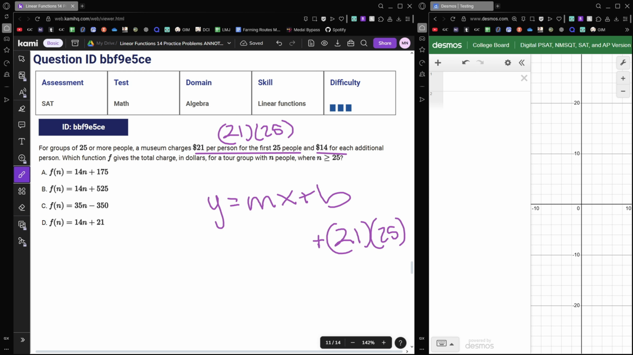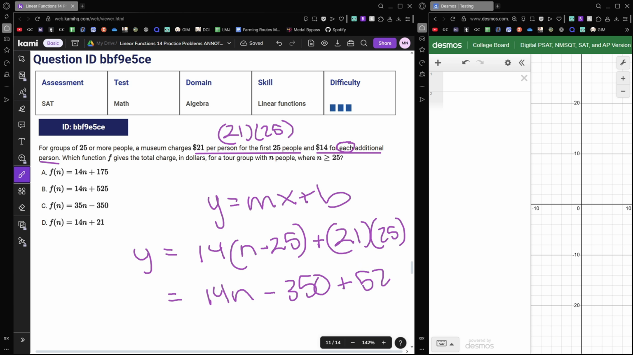Then we know it's going to be $14 for each additional person. Now we see the word each, so this is obviously going to be our slope. We can represent that as 14 times n. Now just like before, we're going to need to subtract a number because here it's not going to include the first 25 people. It's only going to include the 26th, the 27th, and the 28th, and so on and so forth. So we would need to put a minus 25. Now we can go ahead and just simplify this. 14 times n minus 350 plus 525, and then 525 minus 350 is 175. So we get that our answer would be A.